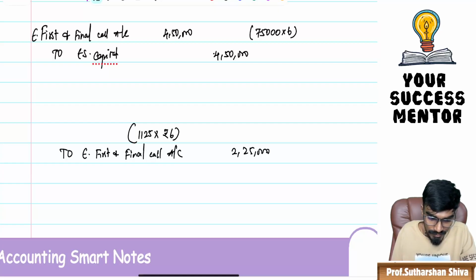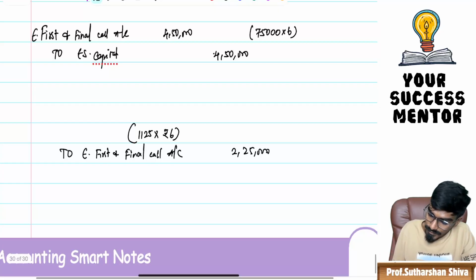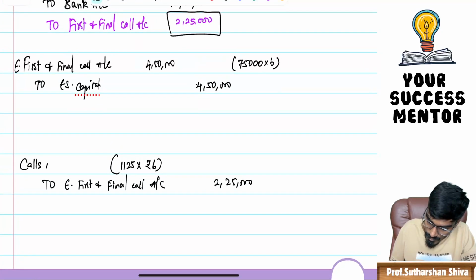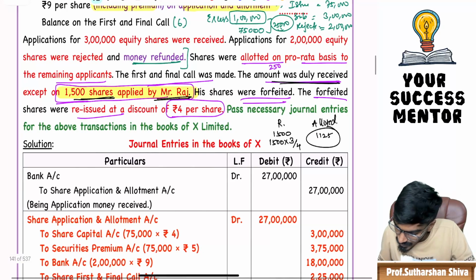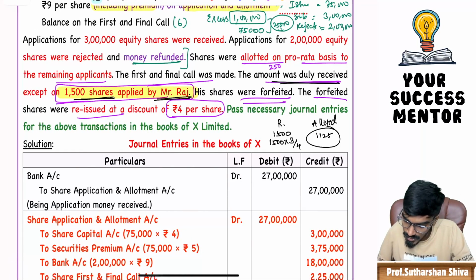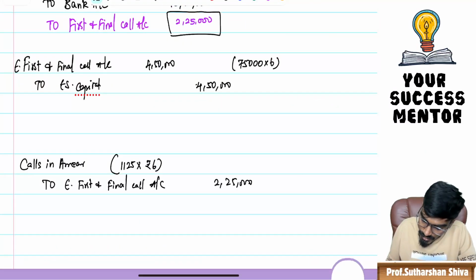What is the first and final call money value? 2 lakh calls in arrears. Is there any other question we left? 1,500 shares applied. Wait, the first and final call was made. The amount was duly received except 1,500 shares applied by Mr. Raj. Okay, listen, to calls in arrears.